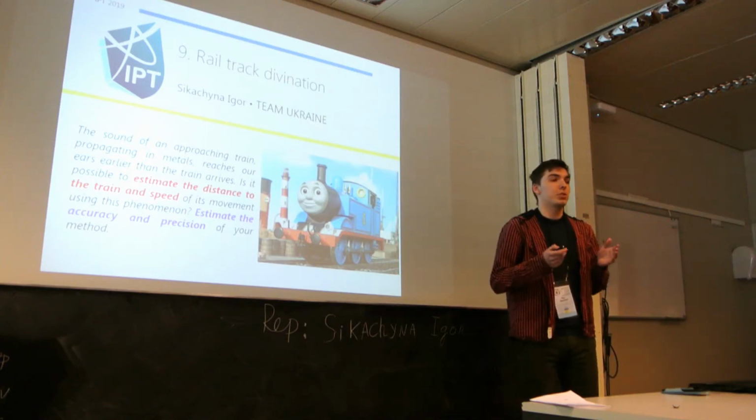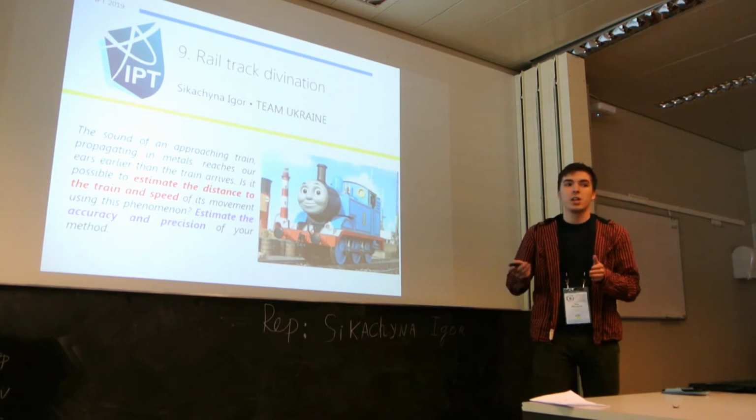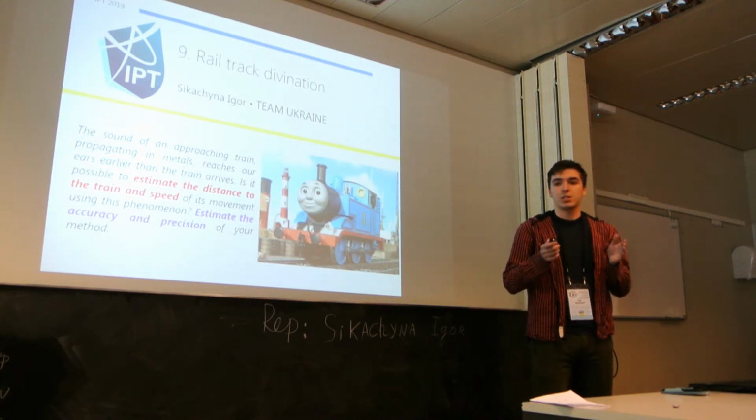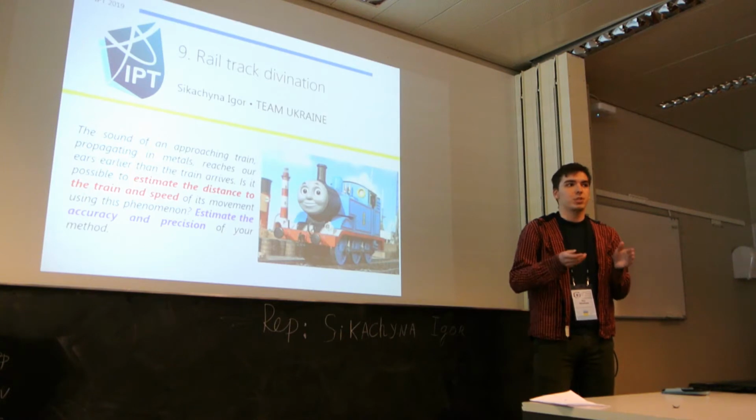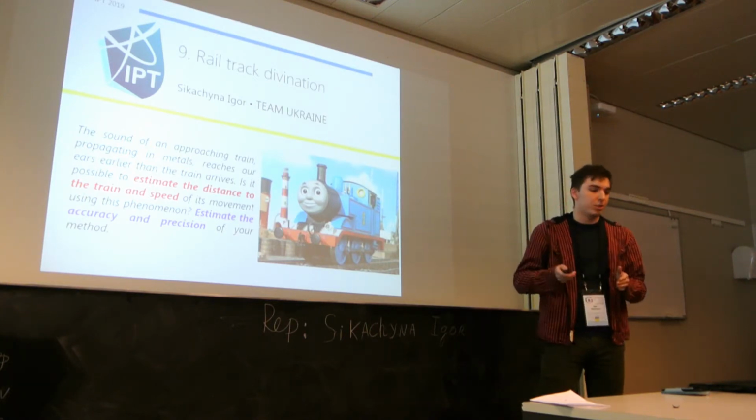So hello everyone, my name is Igor Sikachina and I'm the reporter from Team Ukraine on problem number 9, rail track divination. In this problem, we should estimate the distance and the speed of the approaching train using the sound information coming from the rails. And we should also estimate the precision and the accuracy of our method.